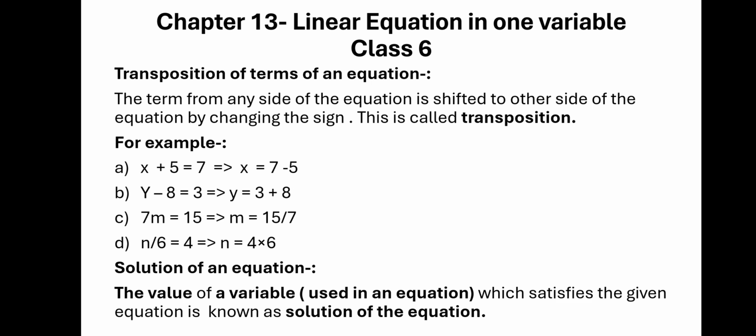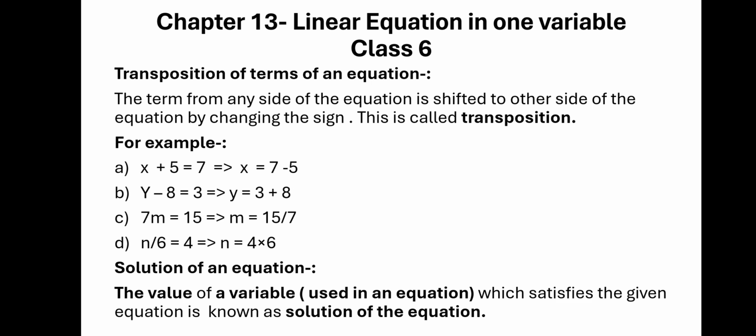Constant will always be on the right side and the variables will be on the left hand side. 7m equal to 15. That implies m is equal to 15 divided by 7, because 7 multiplied by m, that is 7m. So we have to use the opposite sign, that is division.